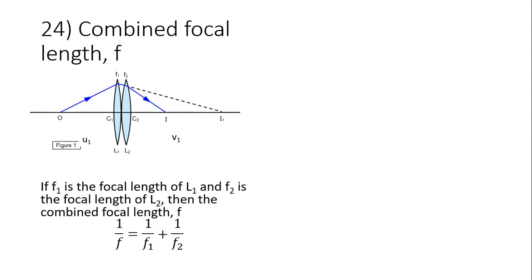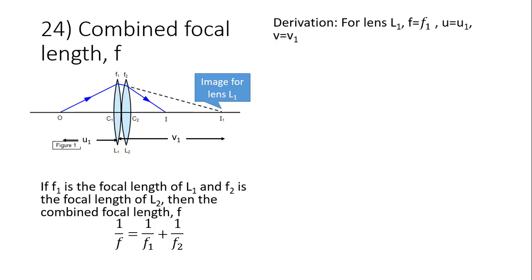Do you know how to derive it? Treat one lens by one lens. Start with L1 first. That's your L1. That's the image for L1, so that's your U1, and that's your V1. For lens 1, F equals F1, U equals U1, V equals V1, and use the lens formula: 1 over F1 equals 1 over U1 plus 1 over V1.